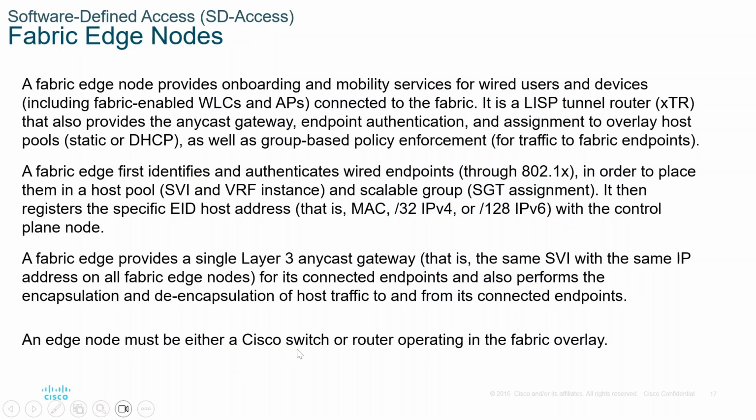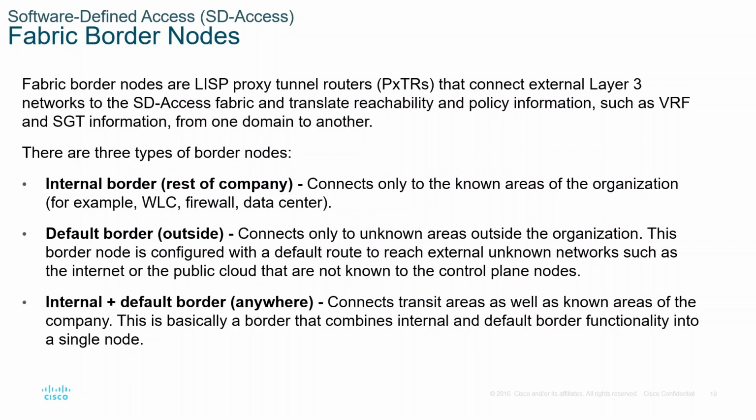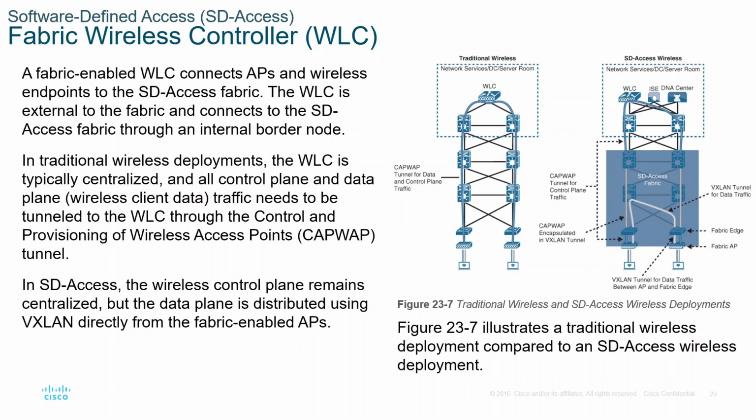An edge node must be either a Cisco switch or a router in the fabric overlay, with a single anycast SVI with the same IP, same thing. Identifies endpoint in order. Fabric border control: what they do, nothing changed from the normal, nothing changed at all. The same concept is just more protected. VXLAN will just directly go.